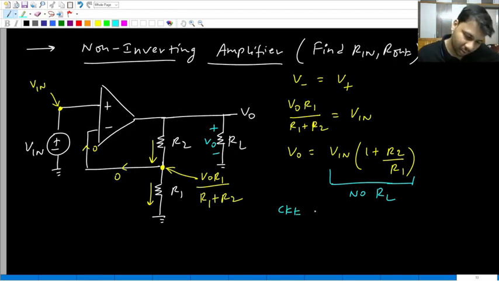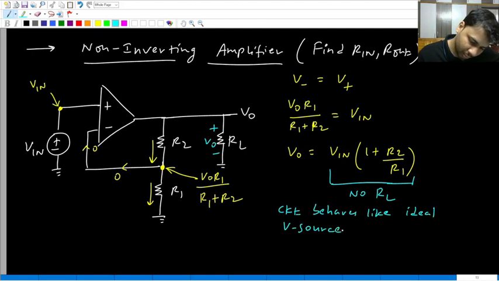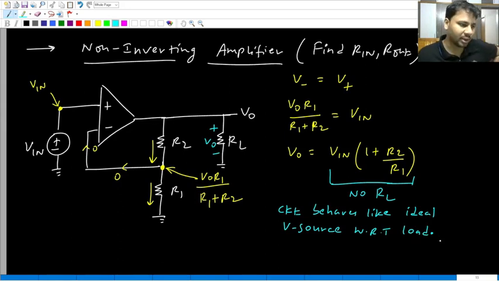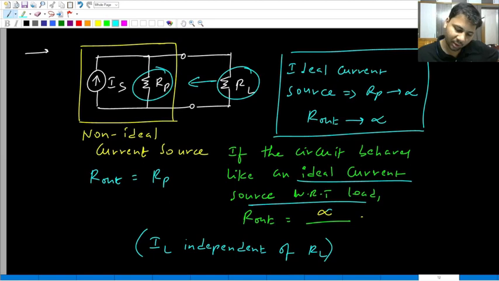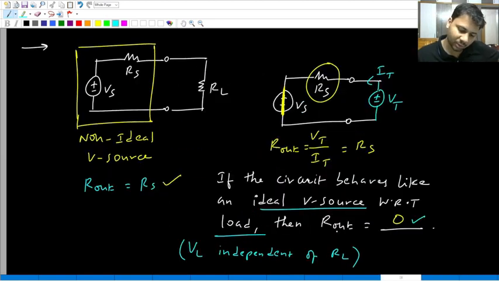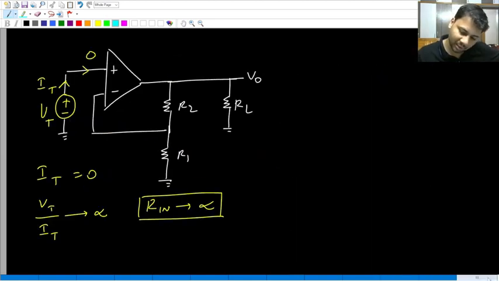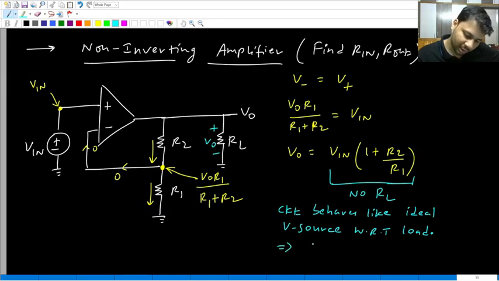CKT for circuit. Circuit behaves like ideal voltage source with respect to load. The moment you know that the circuit behaves like an ideal voltage source with respect to load, immediately we can say the output resistance is what? 0.